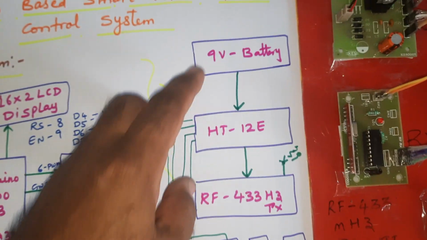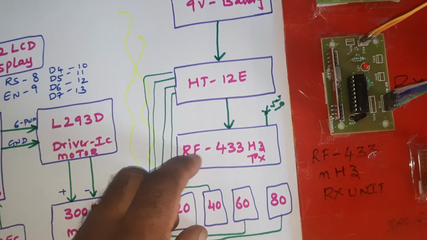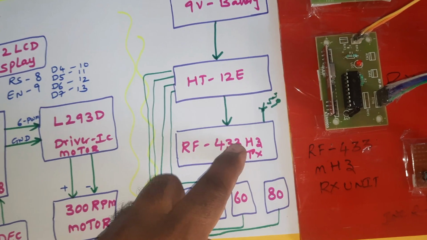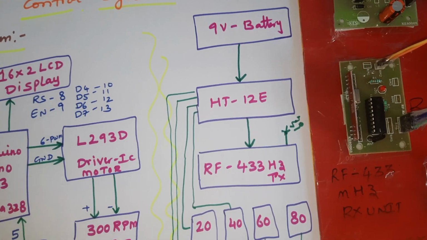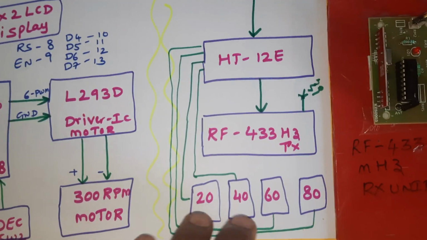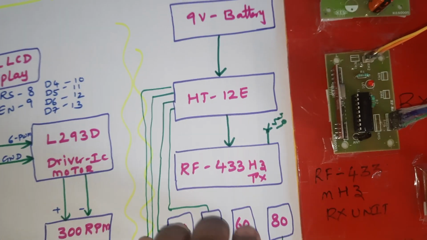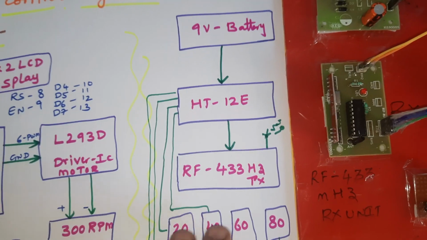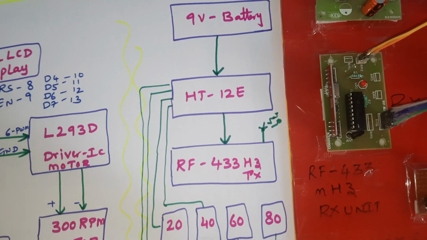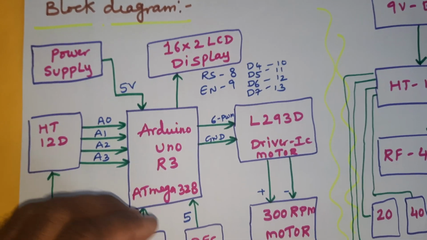The transmitter unit consists of a 9 volt battery, ST12E encoder, and RF 433 MHz transmitter module. It can cover up to 5 to 10 meters distance. The speed limits are 20, 40, 60, 80 speed limit areas, and the RF 433 MHz will transmit these speeds, and the receiver module will be fixed in the car.